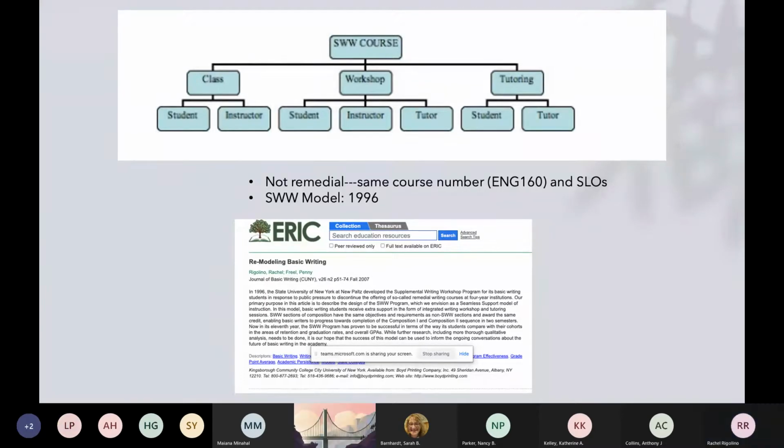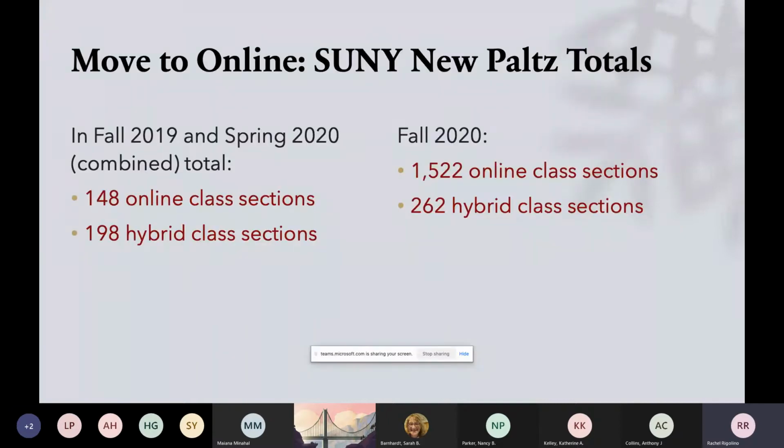So it's quite intensive in terms of the amount of support we are able to offer our basic writing students. Moving into the pandemic, like many of you, probably everybody, we saw this incredible leap, perhaps more so because we are residential. We went from, you can see on the left-hand side of that slide, 350 courses that were either online or hybrid to 1,500 courses just in the fall of 2020. So we were faced with, wow, how are we going to bring all of this instruction online?